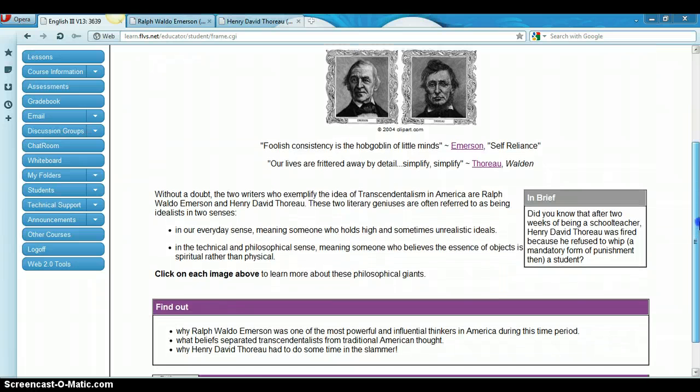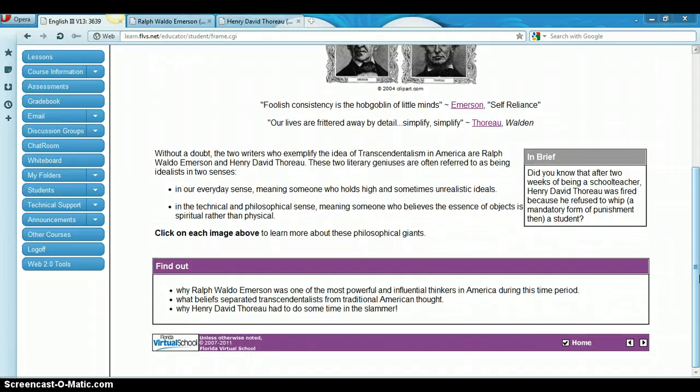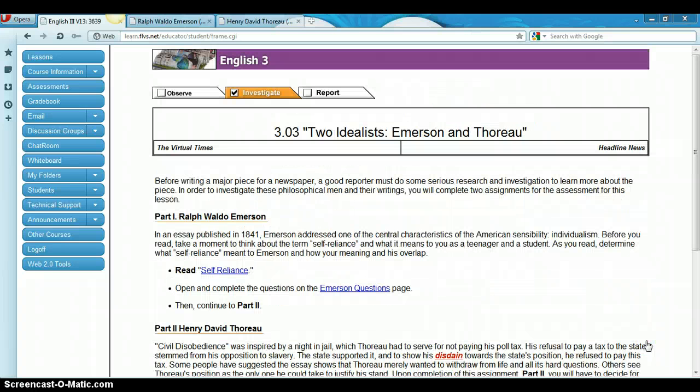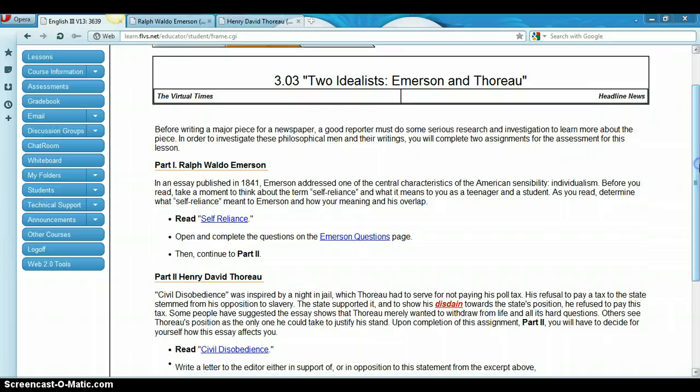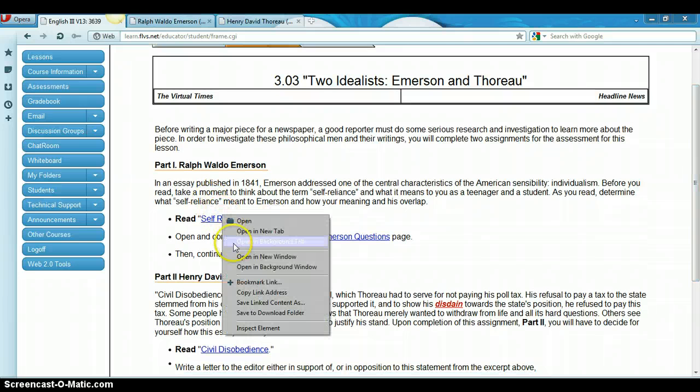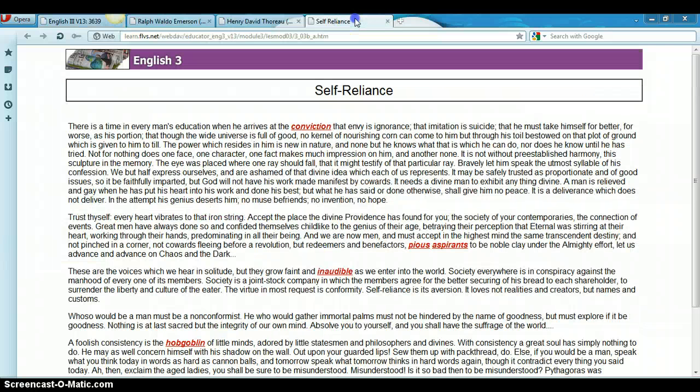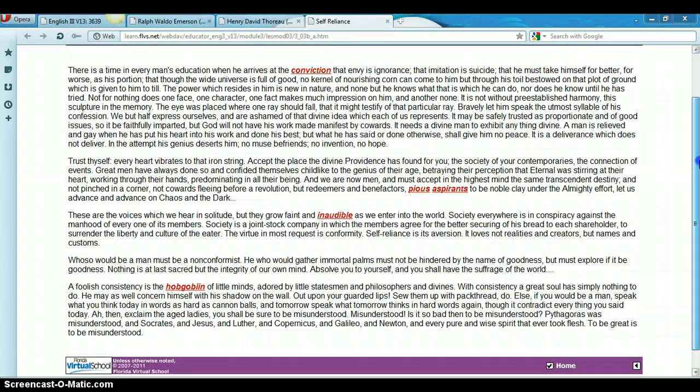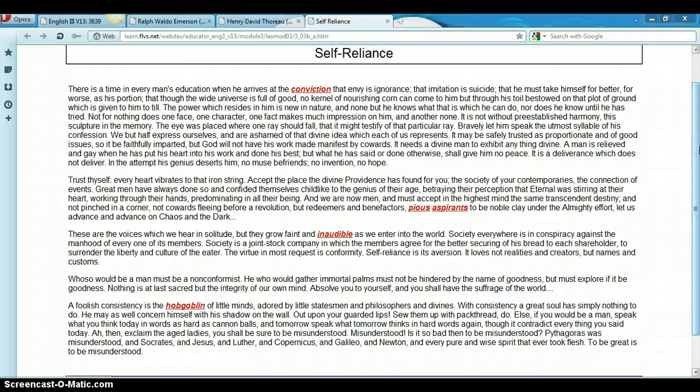All right, so let's see. What we're going to do is make sure that we read and answer the questions to Emerson and then respond to Thoreau. And Thoreau, actually, he went to jail, so we're going to learn a little bit more about that. Okay, so remember, part 1 is going to be 5 short answer questions. So what you're going to need to do is read Self-Reliance, and it's this right here. Now when you look at this, you're thinking, okay, this is not the easiest thing in the world to read.